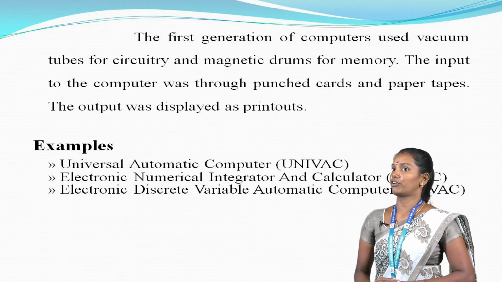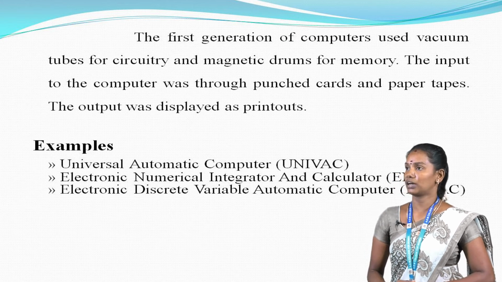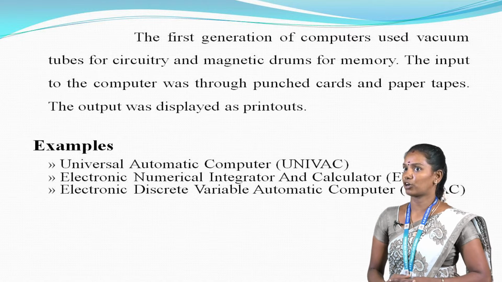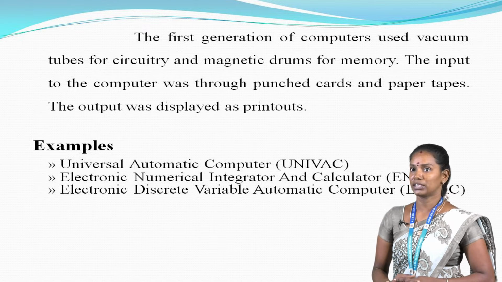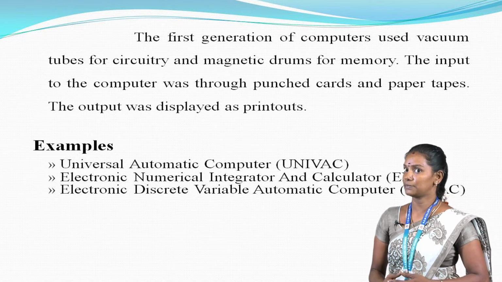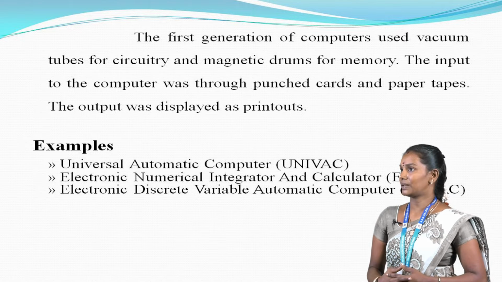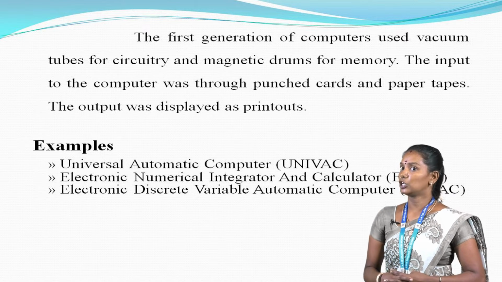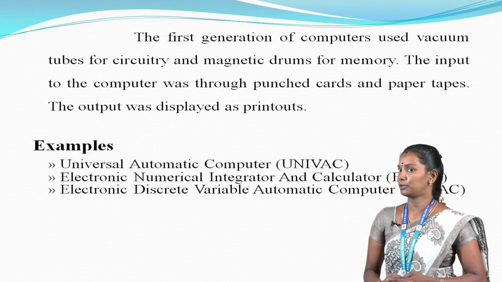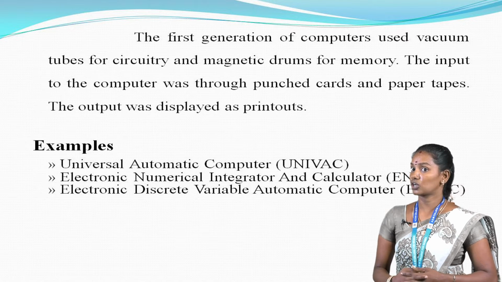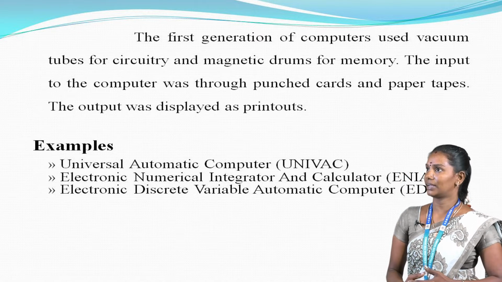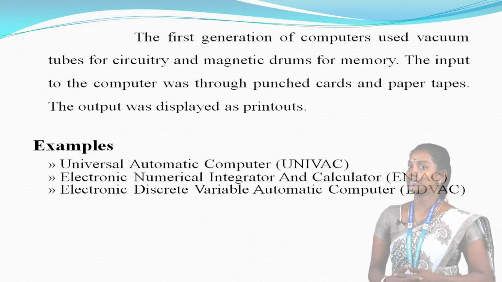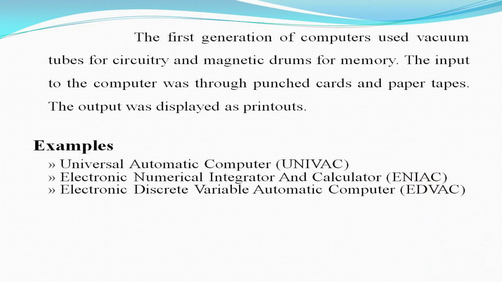The first generation of computers used vacuum tubes for circuitry and magnetic drums for memory. The input to the computer was through punch cards and paper tapes, etc. The output was displayed as a printout. Examples: Universal Automatic Computer, that means UNIVAC. Electronic Numerical Integrator and Calculator, that means ENIAC. Electronic Discrete Variable Automatic Computer, that means EDVAC.